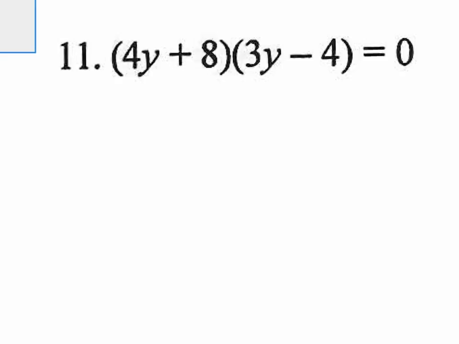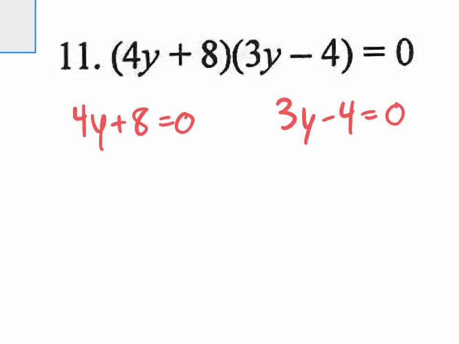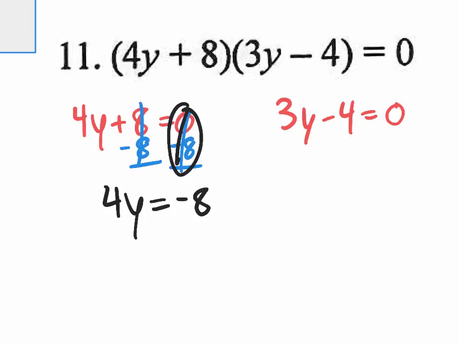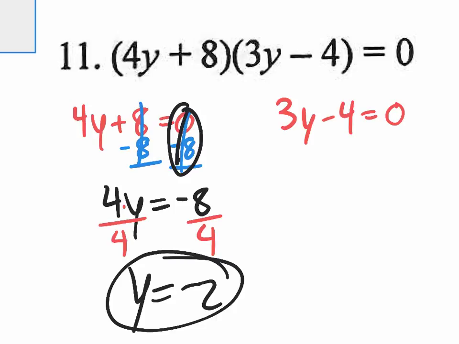This one's too easy. Why? Because it's already in factored form. It's already equal to 0. All you have to do is split it and solve. So we have something times something equals 0. You're going to split it and solve. So the 4y plus 8 equals 0. If you subtract 8 on both sides, you end up with 4y equals negative 8. Sorry, that's a negative 8. And then finally, our last step would be to get rid of that multiplication of 4 by dividing by 4. And you'll get y equals negative 2. That is one answer.